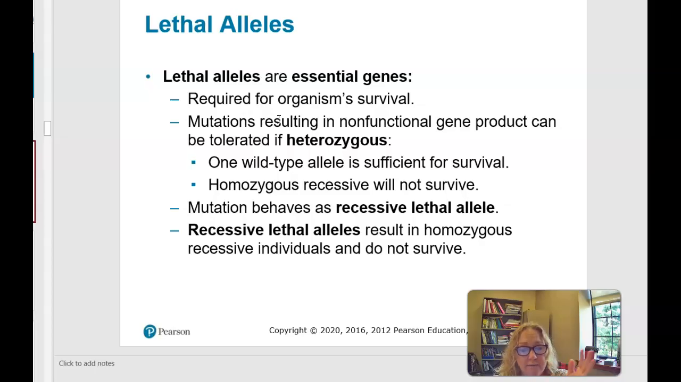Mutations resulting in non-functional gene products can be tolerated if heterozygous. So one wild type allele is sufficient for survival, but the homozygous recessive will not survive. This is sometimes what you'll see in pregnancies or miscarriages, or just a person struggling to carry a child. Or in fact, it's not a viable pregnancy. Once the embryo starts to grow, it's a lethal allele. Recessive lethal alleles result in homozygous recessive individuals that do not survive.